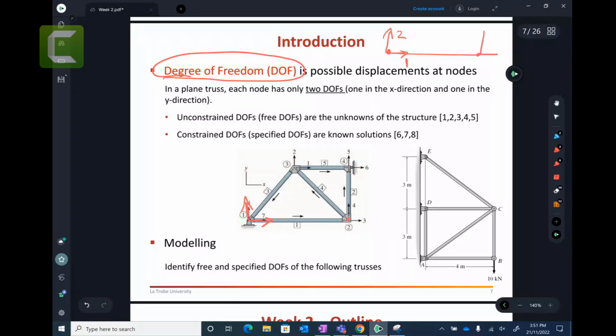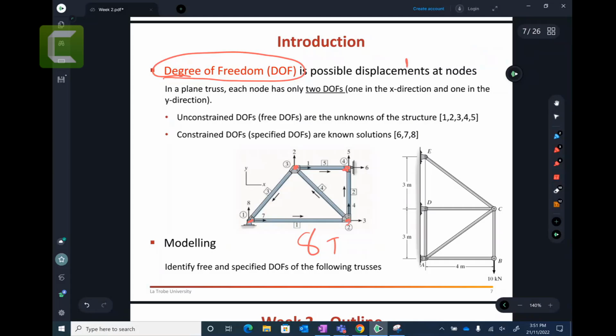Similarly, you have here, let's say, 3 and 4, where X is 3 and Y is 4. That node can go left, right, up and down. So each element has 4 degrees of freedom, or you can put it that each node has 2 degrees of freedom. How many nodes do you have? Node 1, node 2, node 3, node 4. So there are 4 nodes, and the total degrees of freedom here is 8.